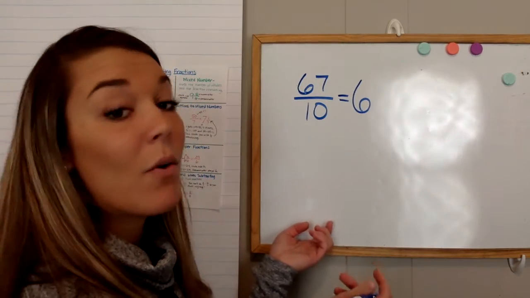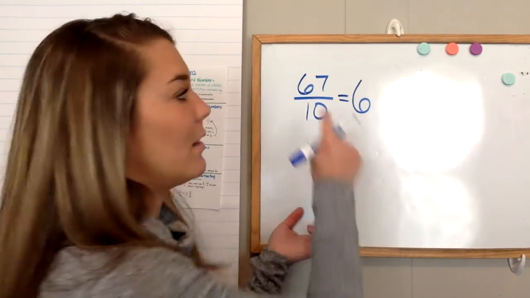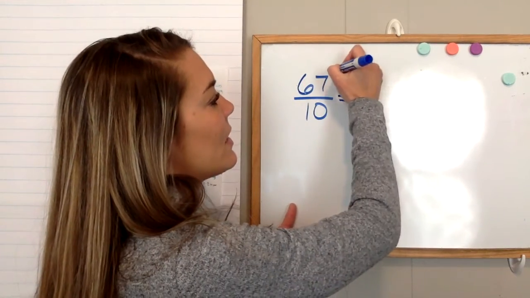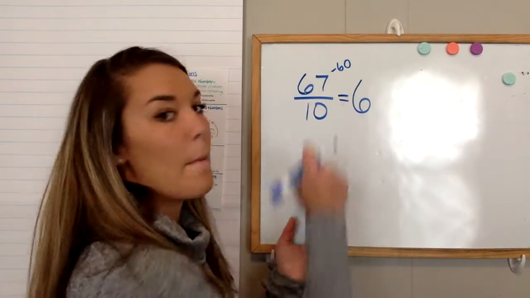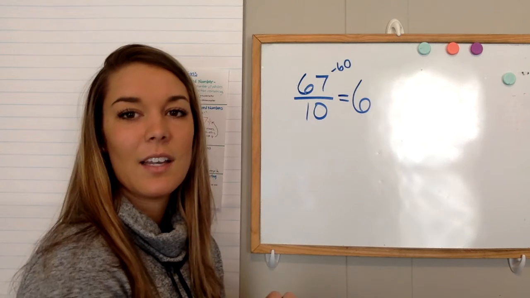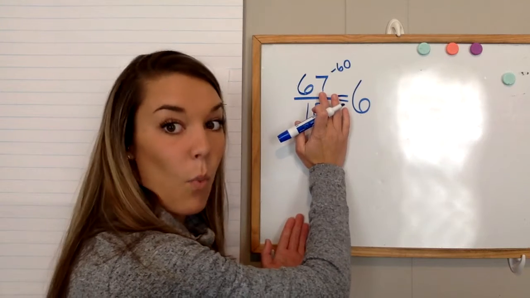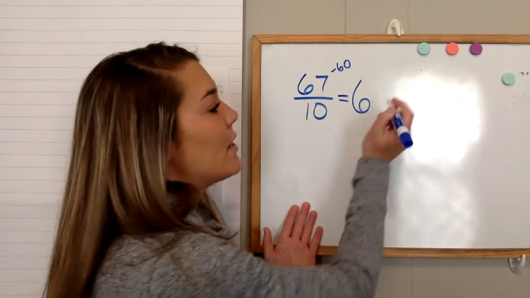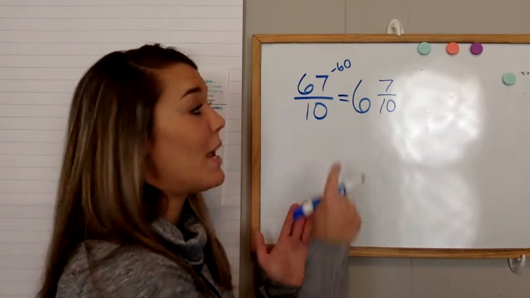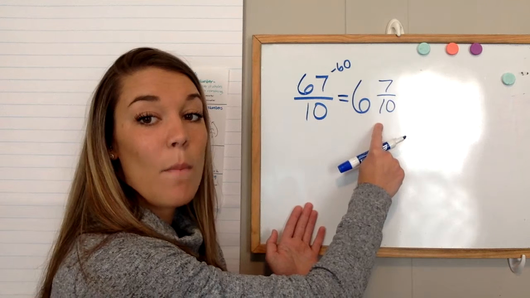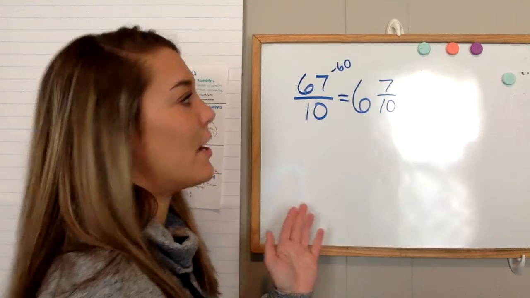Now, I know that 10 times 6 is 60, and I need to figure out what's left over from my numerator. So I started with 67. I already used up 60. So I'm thinking, what's 67 minus 60? I should be able to do that in my head, right? So all I would have remaining is this ones place, which is a 7. So left over would be 7 over 10. I just made my improper fraction into a mixed number, okay? That's one conversion you're going to need to know.